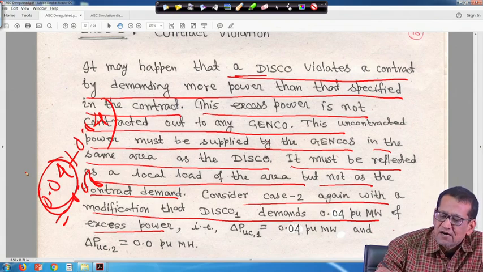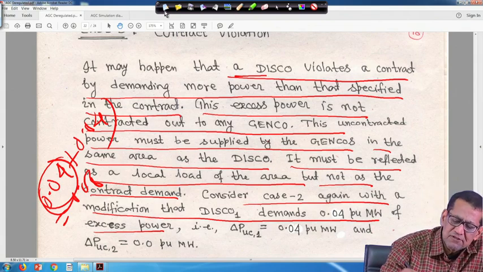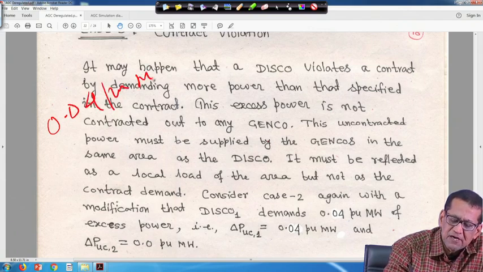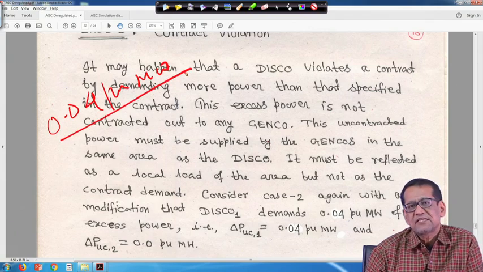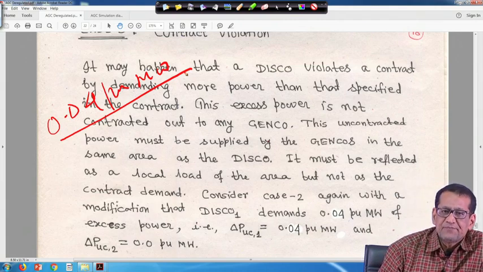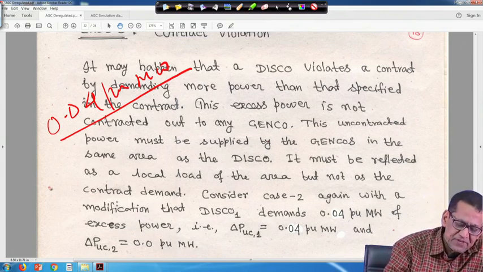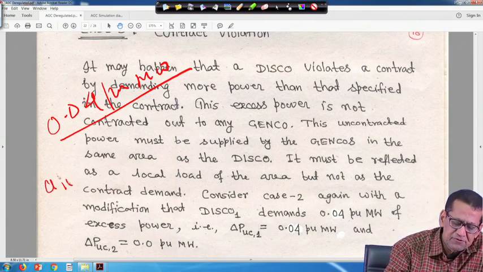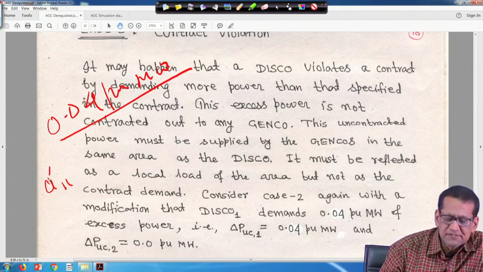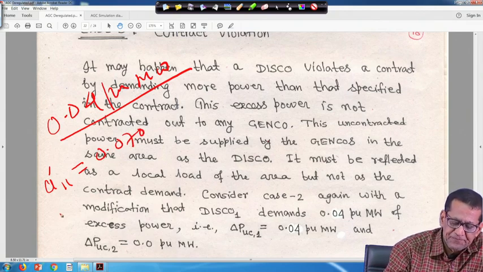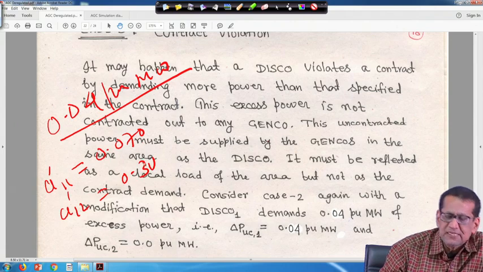But my question is, how will that additional 0.04 per unit megawatt power be decided by the two GENCOs? It depends actually on the AC participation factor. For example, suppose you choose in area 1 the AC participation factor for GENCO 1, say it is 0.70, and A dash 12 suppose it is 0.30, total has to be 1.